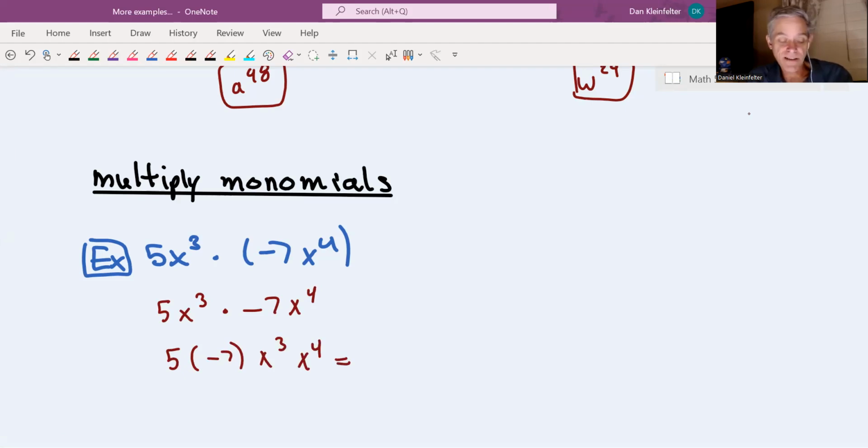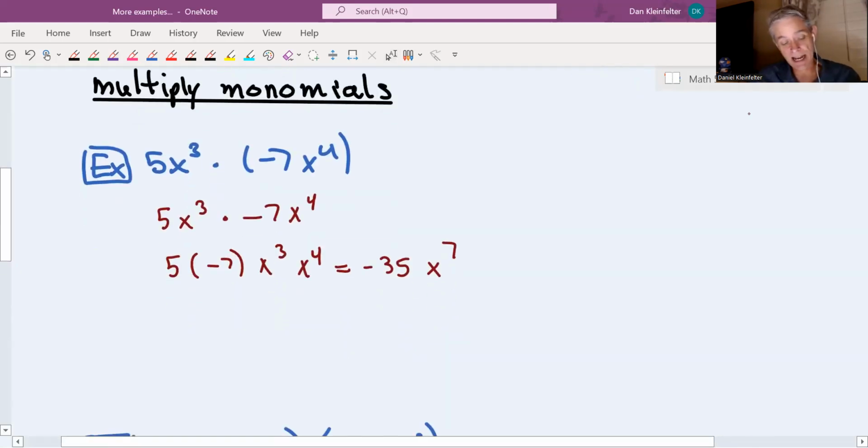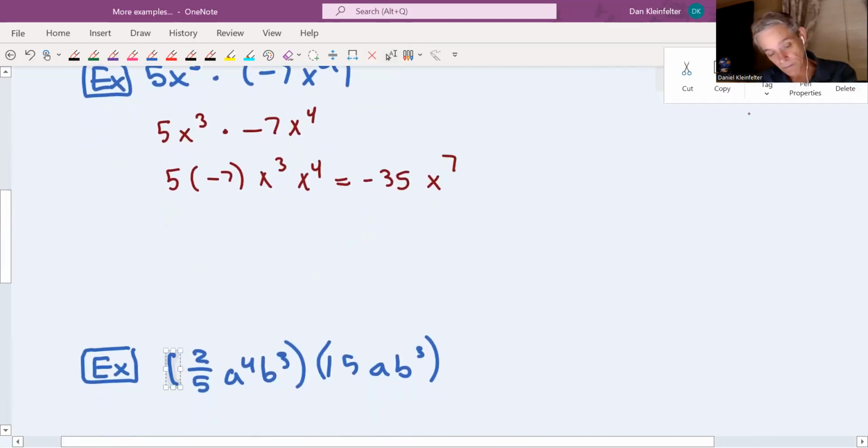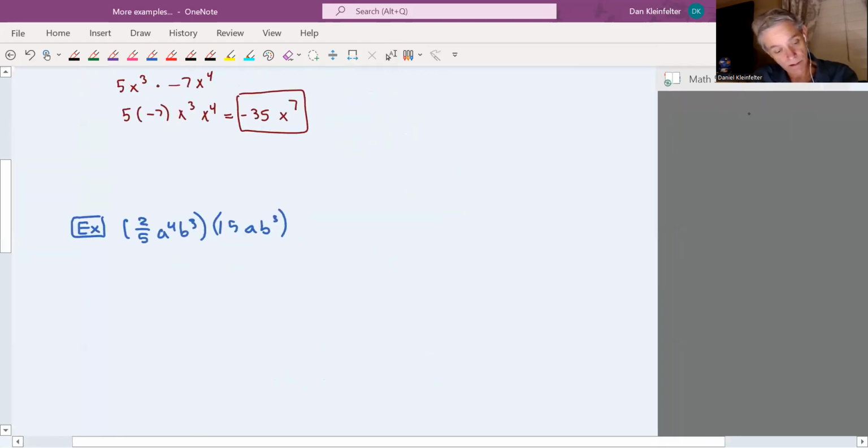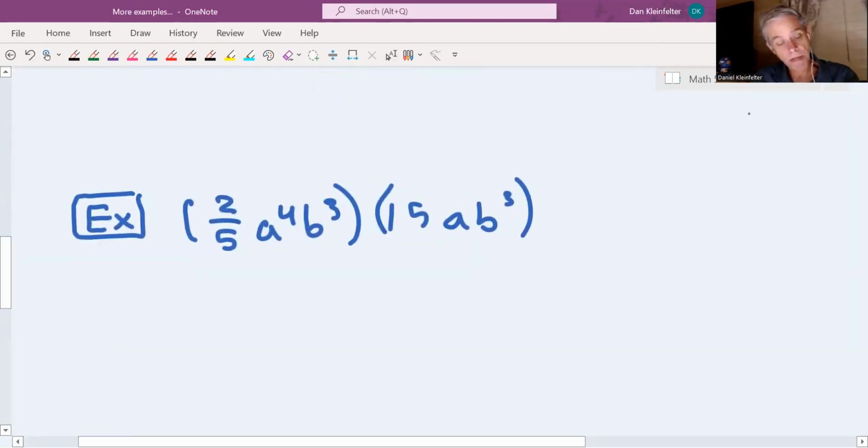5 times negative 7 is negative 35. And then x cubed times x to the fourth power is x to the seventh power. So you saw that we multiplied the coefficients and added the exponents to make that happen. Okay, let's try this next one. Here we have 2/5 a to the fourth power b cubed, times 15 a b cubed.